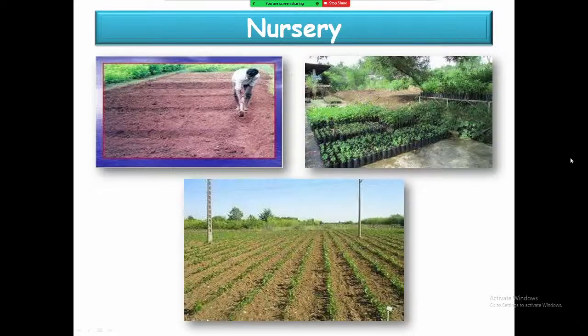This system is mostly used in Kolar district of Karnataka, so it is called the Kolar system. For nursery preparation, first you prepare the nursery bed, then they rear the saplings in polythene bags or beds, and after that you can transplant them into the main field using these methods: pit method, row method, paired row method, and collar system.